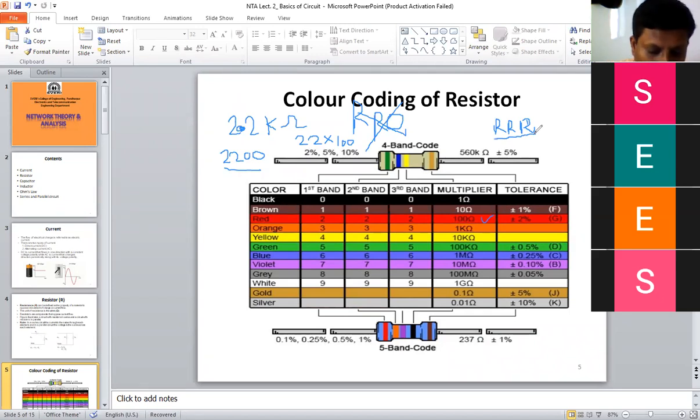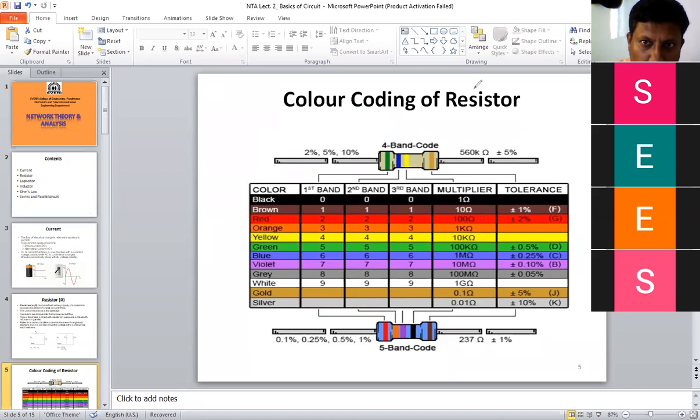Now understood? Everyone? Yes, sir. Okay. Is there someone who has not understood anything? Someone here in this class? Those who have not understood anything regarding this resistor value, how to find out? How to remember the color sequence from top to bottom?